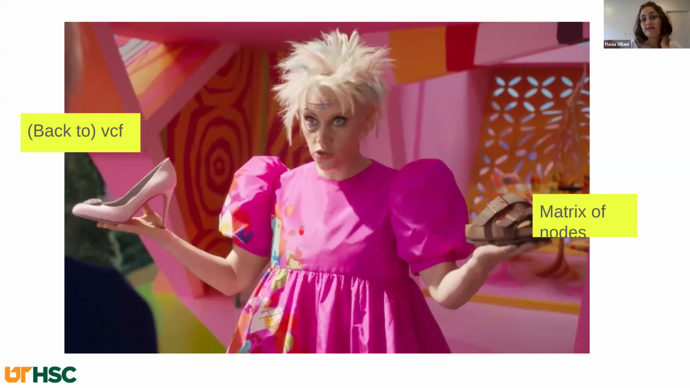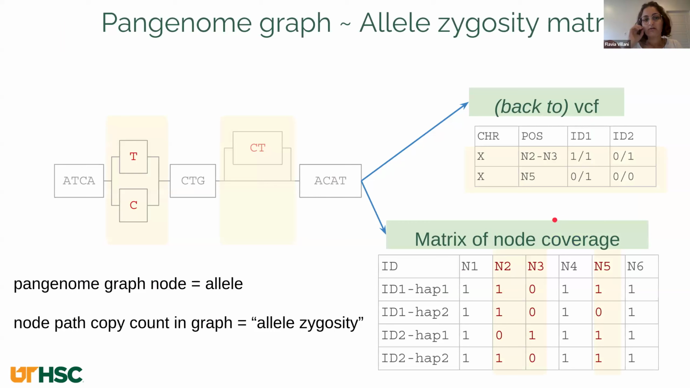And to do that, we have 2 possibilities. Either we go back to the VCF file, but you saw and you know that it is not the optimal way, because through the VCF file, we lose the advantages that we have when we build a pangenome graph. Or the other way is to go through the matrix of nodes, which is what Andrea explained to you a little. So this is the idea.